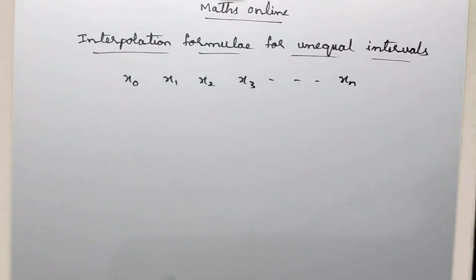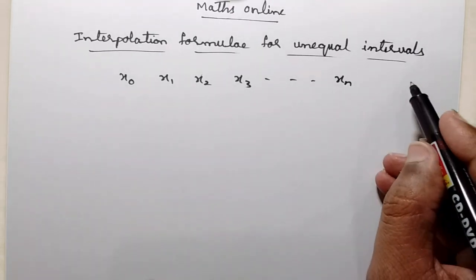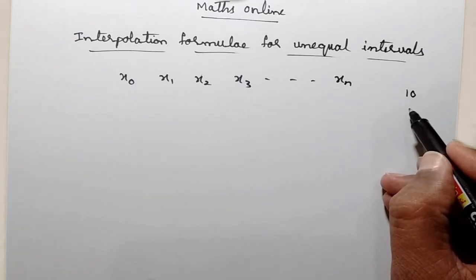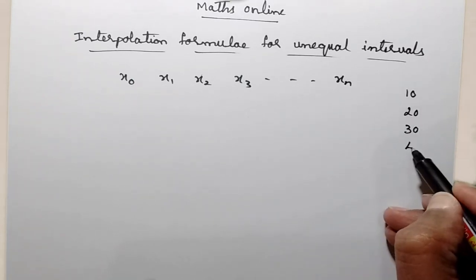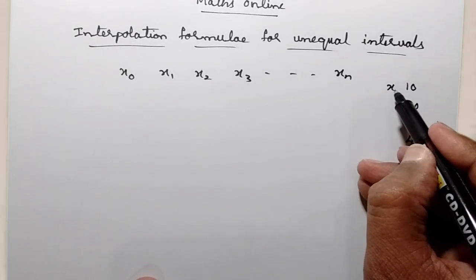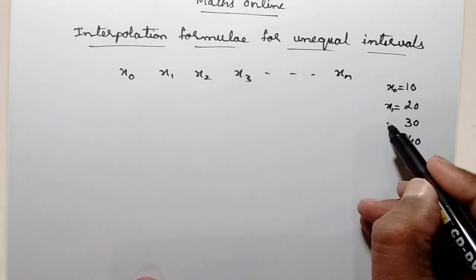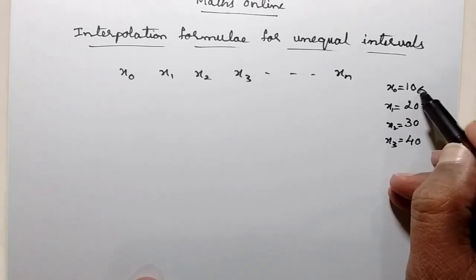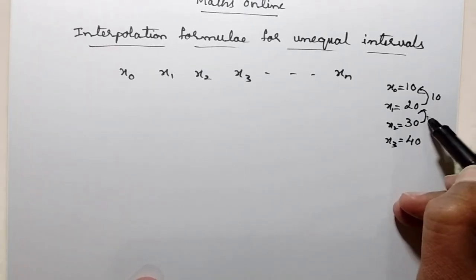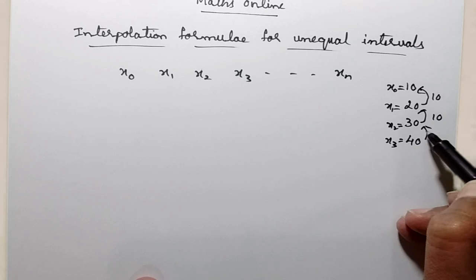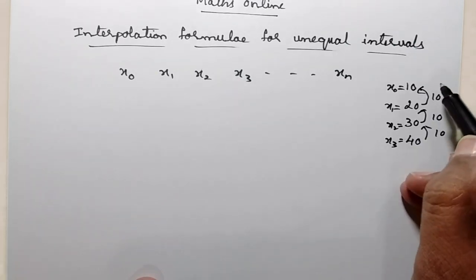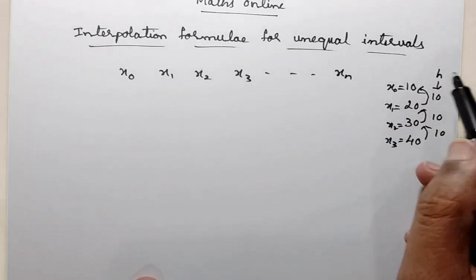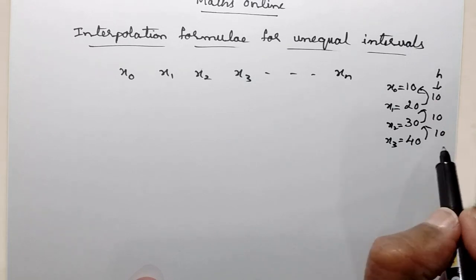You see, in the case of Newton's forward and backward interpolation formulas, the values of x were placed at equal intervals. Suppose this is your x0 value, this is your x1 value, this is your x2 value and x3 value. What was the difference that you have seen? 20 minus 10 is 10, 30 minus 20 is 10, 40 minus 30 is 10. So these were equal intervals and this was called the step size h. So we have studied equal intervals for Newton's forward and backward interpolation formulae.